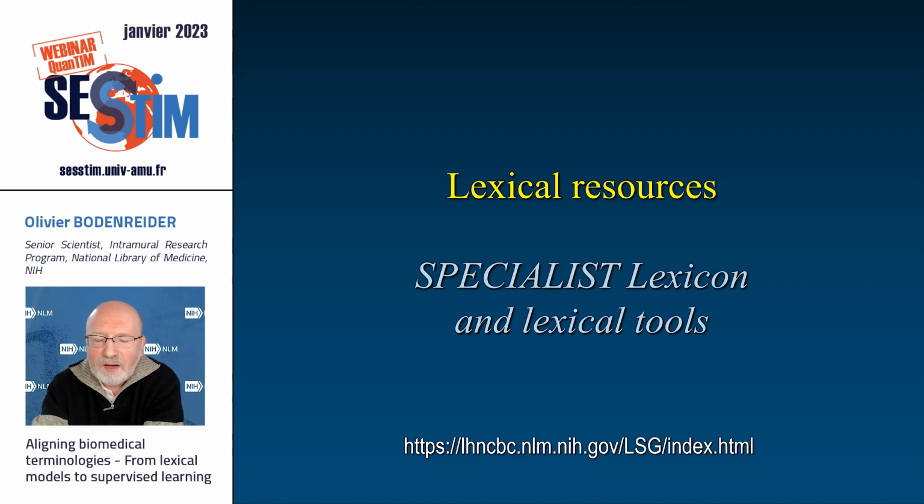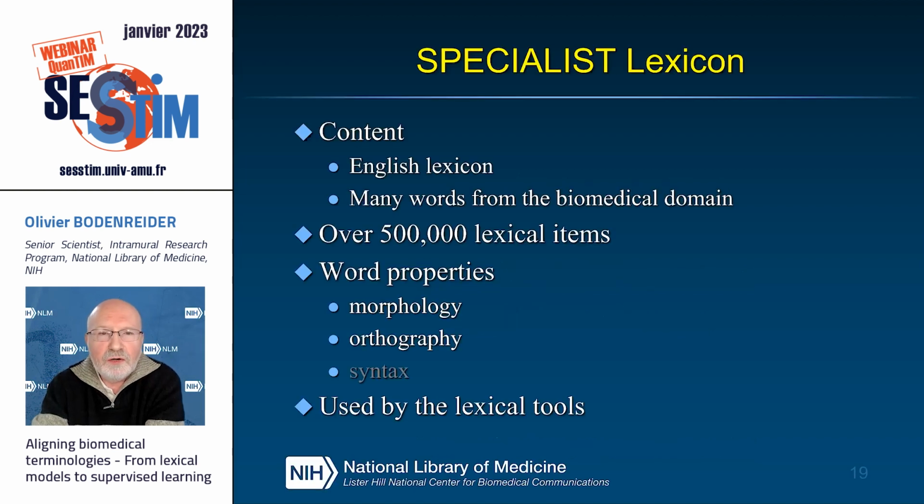And there's a lot of other information that gets codified there. So there's the SPECIALIST Lexicon that was created as part of the UMLS Metathesaurus. It's an English lexicon that's been enriched with words from the biomedical domain. It contains over 500,000 entries at this point. And the properties that we are really interested in for this purpose are morphology and orthography.